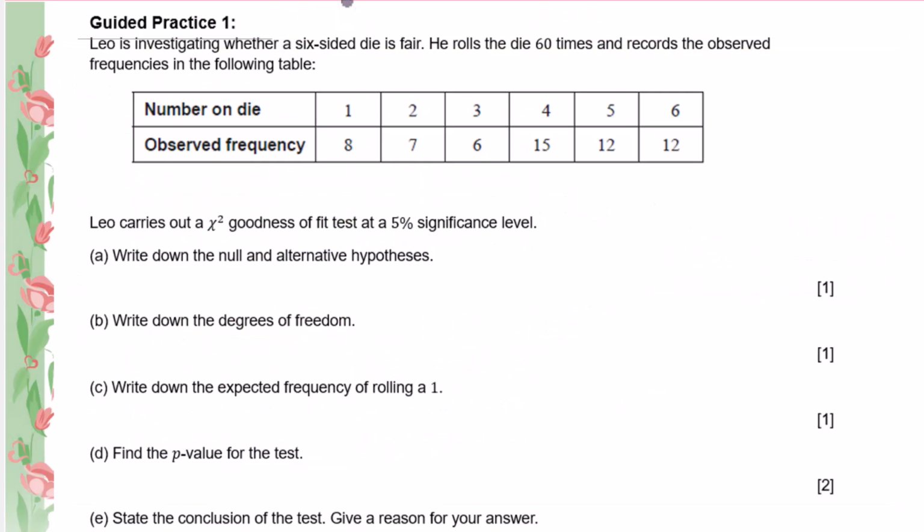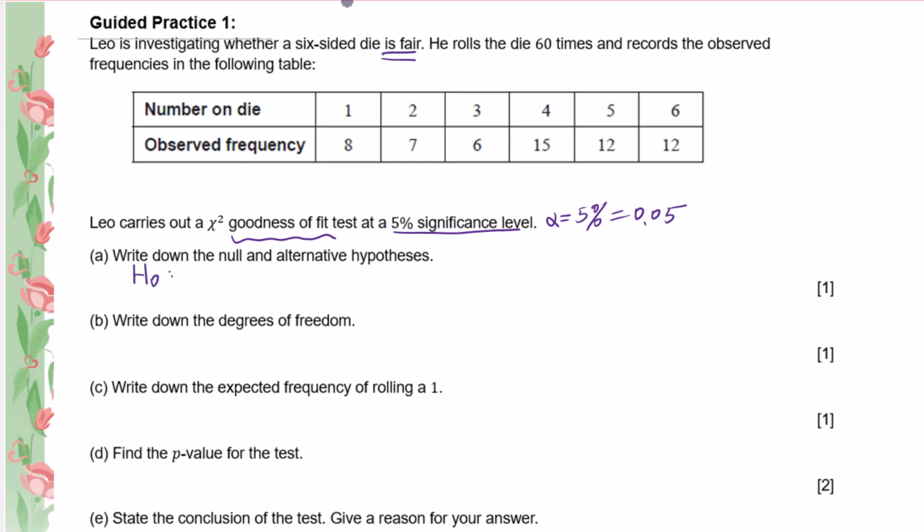Guided practice 1. Leo is investigating whether a 6-sided die is fair. He rolls the die 60 times and records the observed frequencies in the following table. Leo carries out a chi-square goodness of fit test at a 5% significance level, which means alpha equals 5% equals 0.05. A. Write down the null and alternative hypotheses.